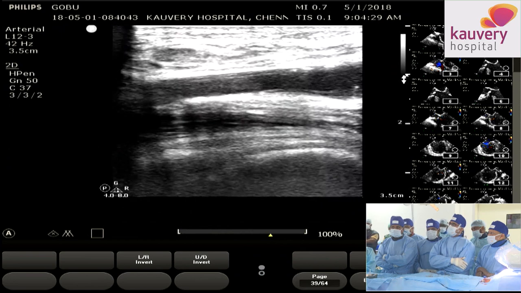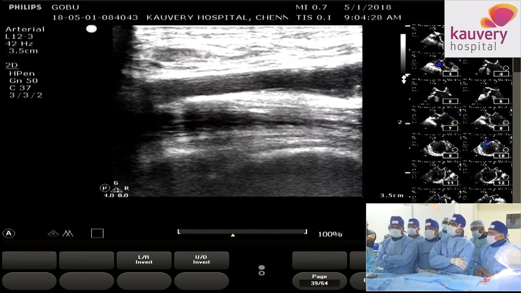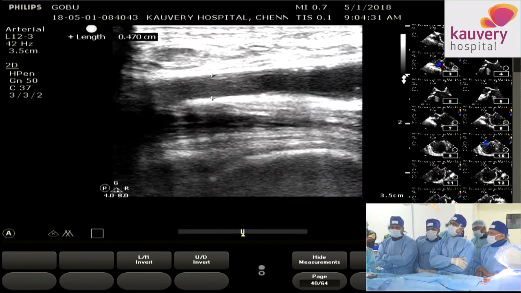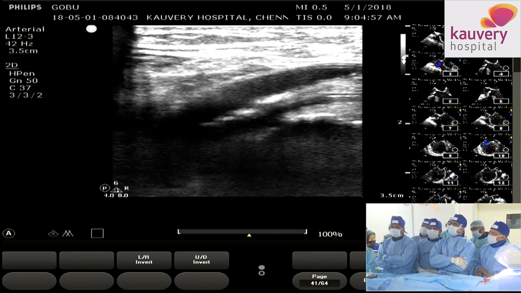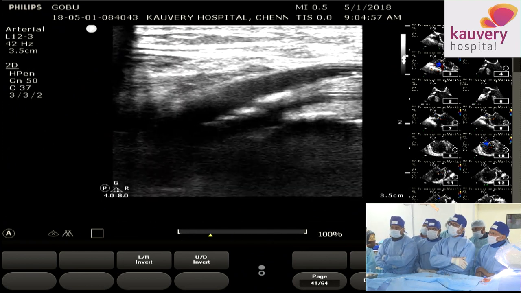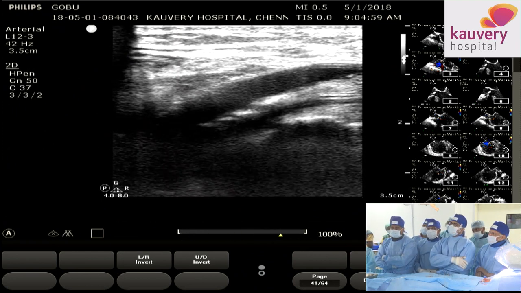Next. And this is on the left side. Next. Left was slightly smaller than the right. Next. And the left external iliac was good also. Next.